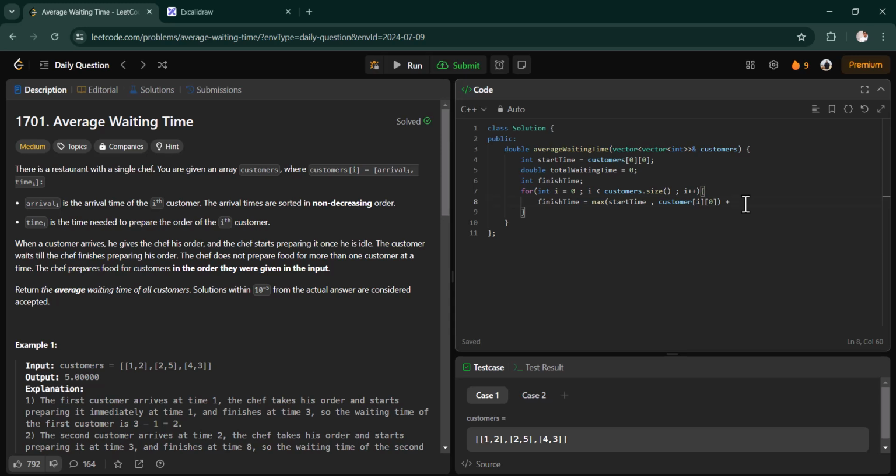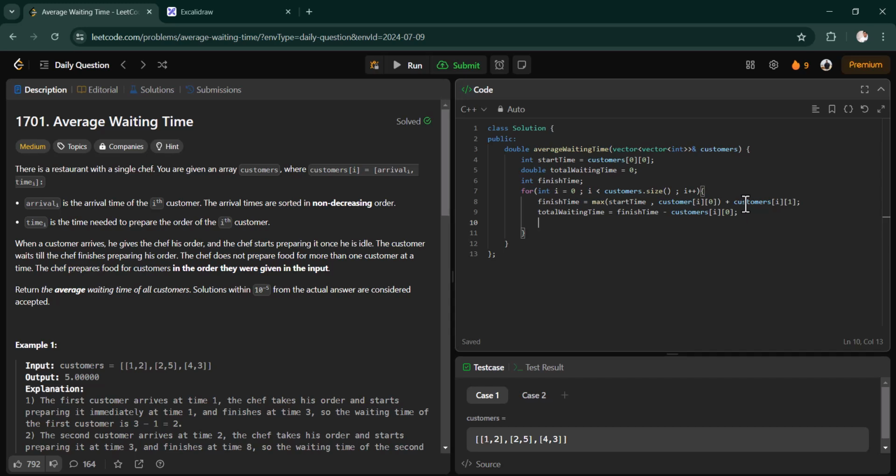Now finish time is how much total time it will take. So we will add customers[i][1], how much time it will take to finish that order. Now what will be the total waiting time? Total waiting time would be finish time minus the time at which the customer has arrived, customers[i][0].